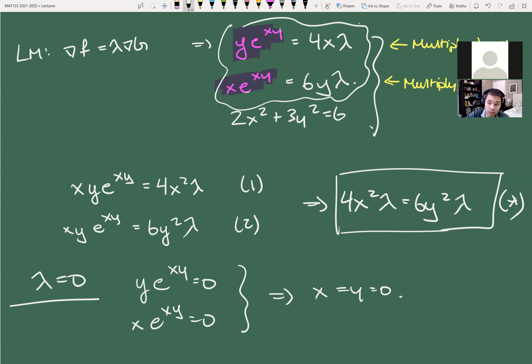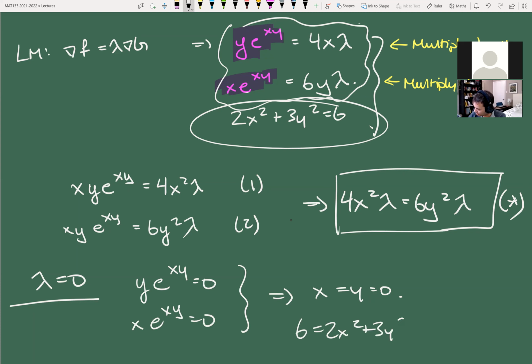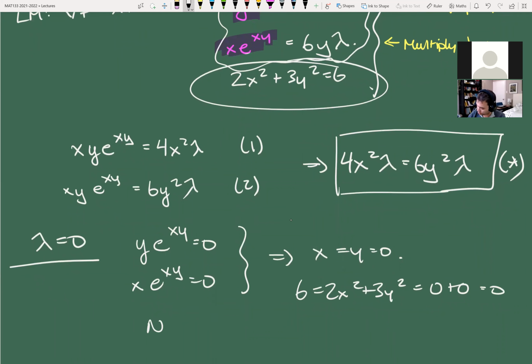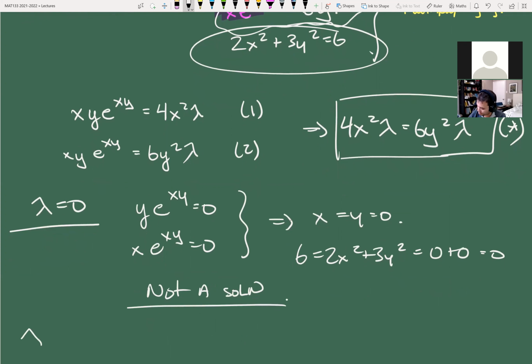But this can't be a solution because the third equation says that 6 has to be 2x squared plus 3y squared. That would be 0 plus 0, and that's not possible, right? So this is not a solution, and we can throw this case away. So great, lambda is not 0.